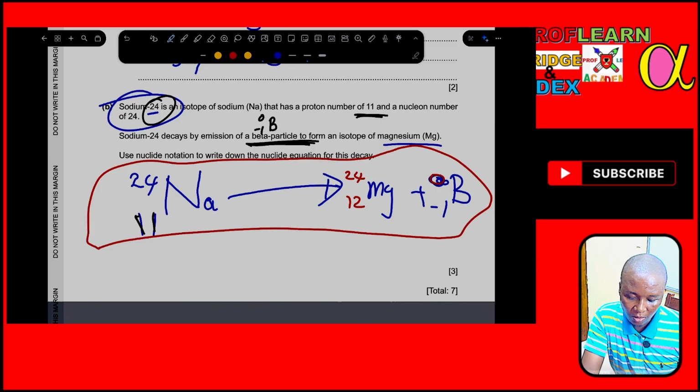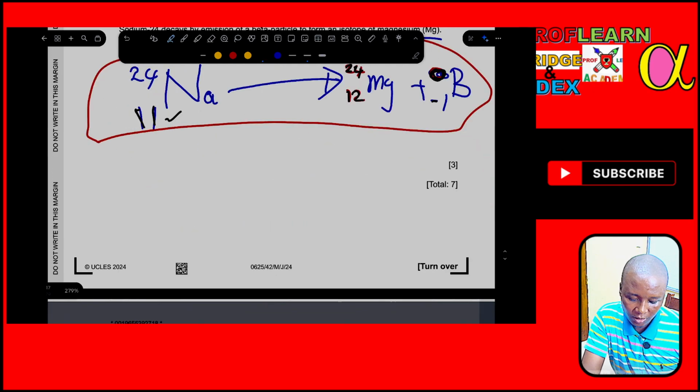So you can see now we can balance the equation. At the top here we have 0, -1. So if this is 11, we must have 12 here. So that 12 plus -1 will give us 11. And since we are having 0 at the top here, we shall have 24 also for magnesium. So that is it.